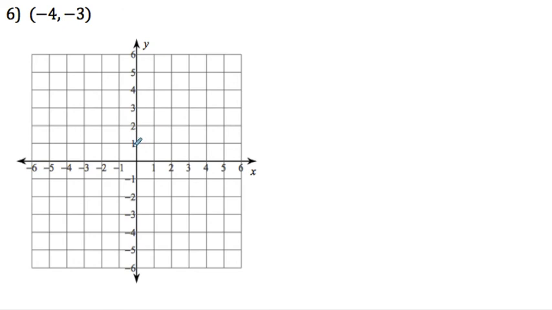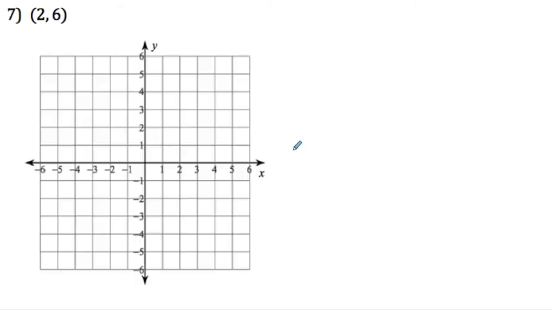Number 6. Negative 4, negative 3. From the middle, negative 4 means I'm going to the left 4. 1, 2, 3, 4. Don't put a point yet. Negative 3 means I'm going down 3. Now I can put a point. I went to the left 4, I went down 3. So there you go, there's your point. And that's the last. Oh, no, we do have one more. Sorry, I thought there were 6. Here we go, one more. 2, 6. From the middle, we go to the right 2. Up 6, all the way up here at the top. There we go, 2, 6.